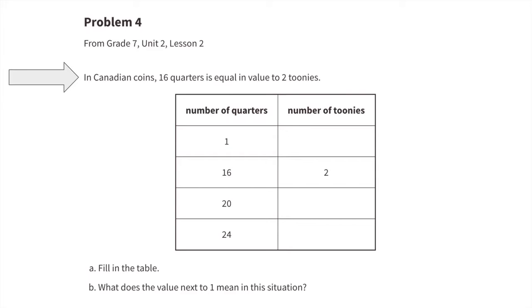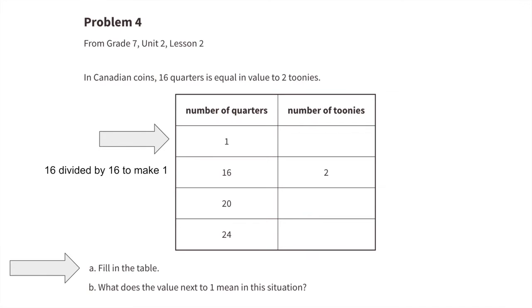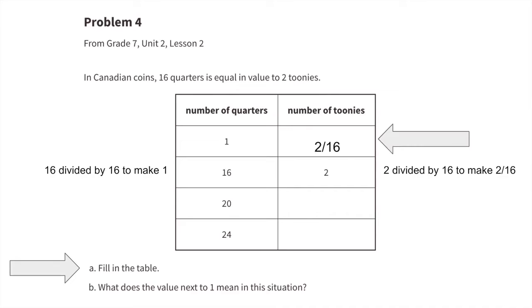Number 4. In Canadian coins, 16 quarters is equal in value to 2 toonies. A. Fill in the table. Well, the table tells us that 16 quarters equals 2 toonies. To turn the 16 into a 1, we need to divide the 16 by 16 to make 1. Since we divided 16 by 16, we also need to divide 2 by 16. And 2 divided by 16 equals 2/16, which is equivalent to 1/8. 1/8 is also 125 thousandths, or 0.125.